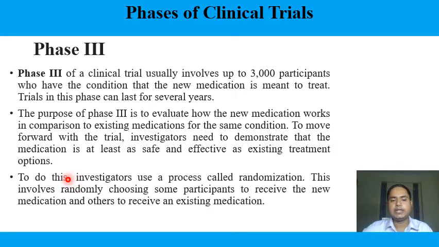To do this, investigators use a process called randomization, and the randomization process is called the gold standard process in the clinical trial. This involves randomly choosing some participants to receive the new medication and others to receive an existing medication. The randomization can be done with the help of a computer.